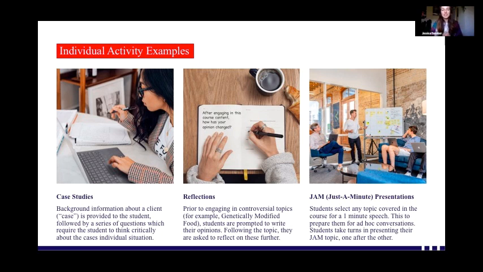Another one I run with individual activities is jam presentations. So just a minute presentations. These can work online and they can work in class. So with a jam presentation, just a minute, students can select any topic in the course. Generally, I put this at the end of the course, maybe at the end of the semester or the end of my teaching visit, because they get to select any topic and prepare a 1-minute speech. Now, I don't give them very long to prepare because I want them to deliver it like an ad hoc conversation. I turn a timer on and I say, go. And a student will just have to deliver their 1-minute speech.